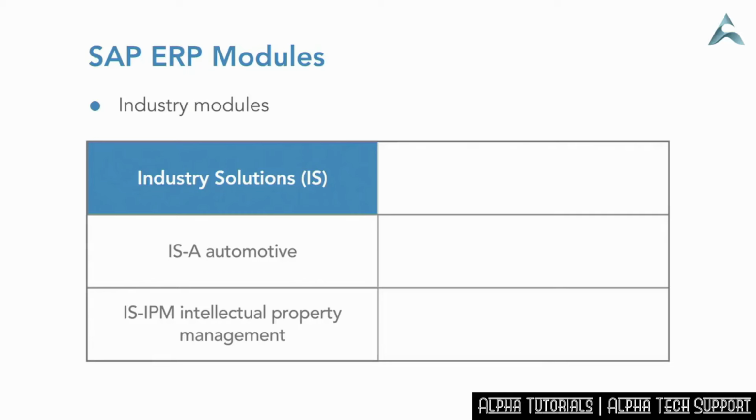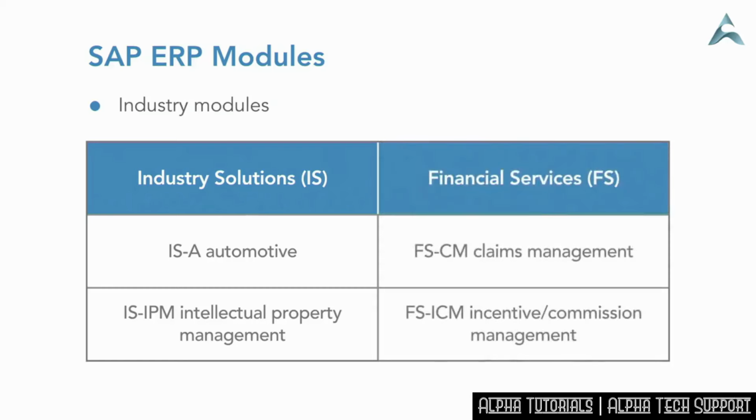Modules that are industry solutions start with I and S. For example, the ISA module is built for the automotive industry, while IS-IPM deals with the licensing of intellectual property. Modules that are financial services related are built for banks and insurance firms. 2 examples of financial services modules are FSCM, which deals with claims management, and FSICM, which does incentive and commission management. If there's a business process or need, SAP probably has a module built for it.